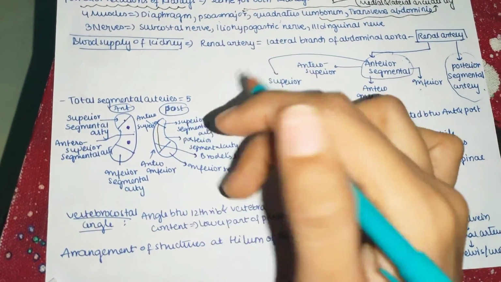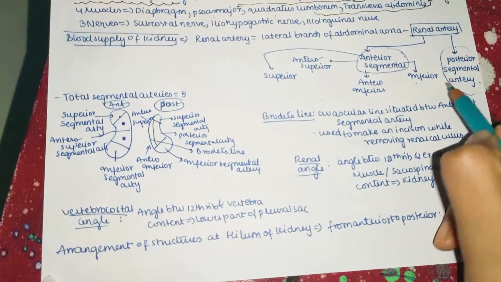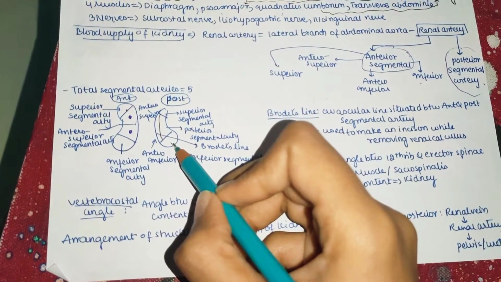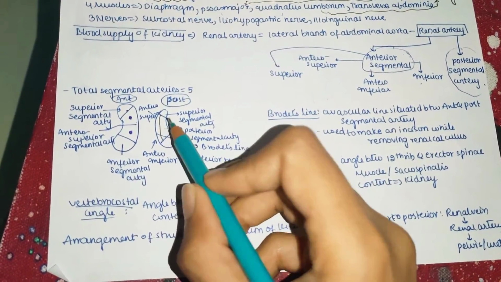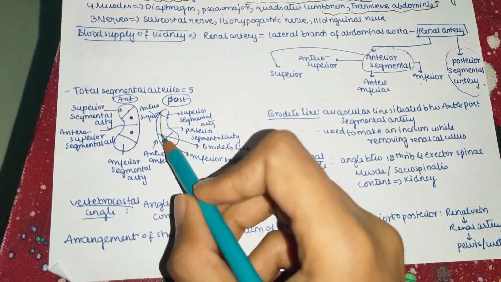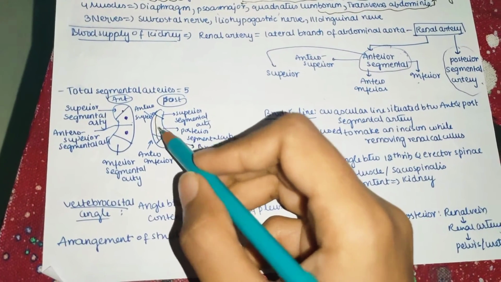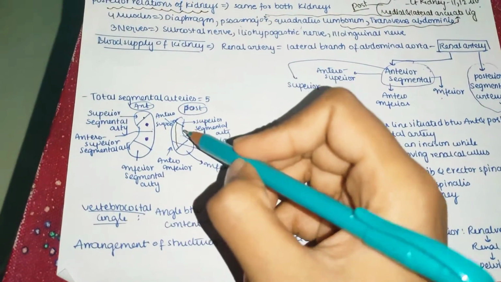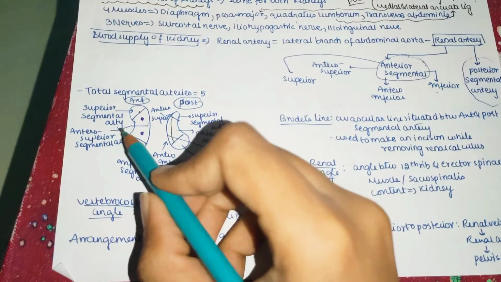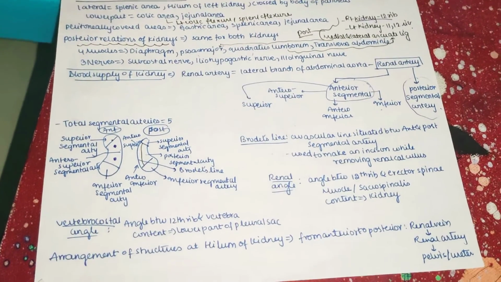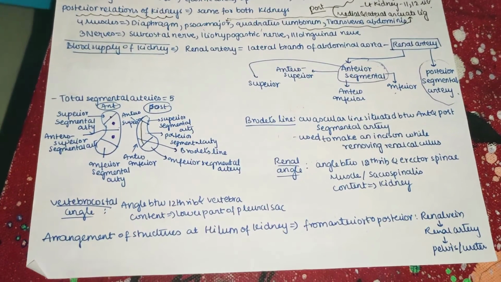On the posterior side, everything is the same. This is supplied by superior artery, this is supplied by inferior artery, this is supplied by posterior segmental artery. So this is the difference in posterior side. Posterior segmental artery supplies here. Okay. And this side is supplied by anterior inferior. This one will continue on this side also. So these are the segmental arteries supply of kidney.